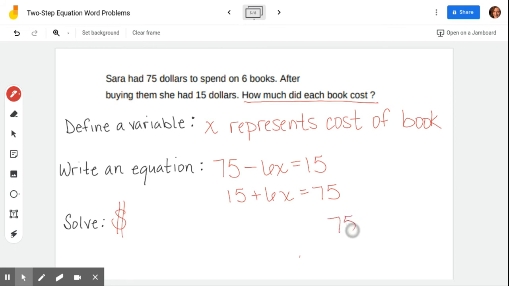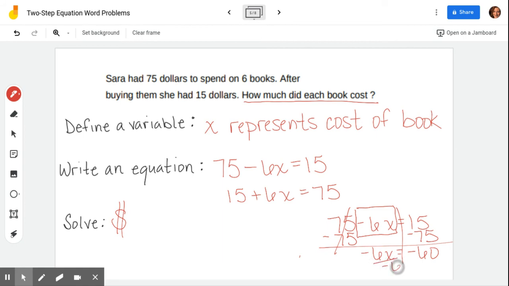So I have 75 minus 6x equals 15. I'm going to split it. I'm going to box it, and I always box that operation sign in with it because that minus is also going to represent a negative. The 75 is just a normal 75. So I'm going to subtract that out of there. And I end up with negative 6x equals, that's a negative 60. Divide by negative 6, and I find out that x is a positive 10. $10 for a book is reasonable, I think. I'm okay with that answer.